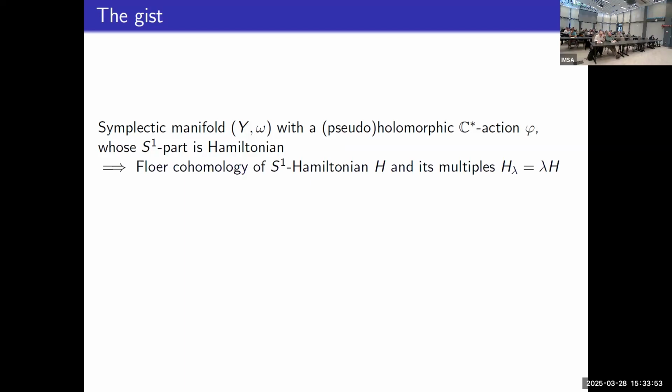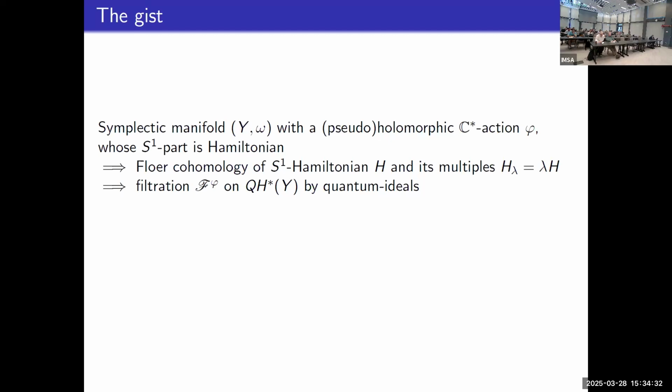Okay, that's the setup. And then what we get out of Floer theory is, we first consider the Floer cohomology of the S1 moment map. So since S1 is Hamiltonian, there's a function H whose Hamiltonian vector field is the S1 action. So we use this Hamiltonian, and also its multiples, to get this filtration on the quantum cohomology, which is not so weird because quantum cohomology and Floer cohomology are connected. The quantum cohomology is somehow Floer cohomology for a small Hamiltonian if the manifold is open.